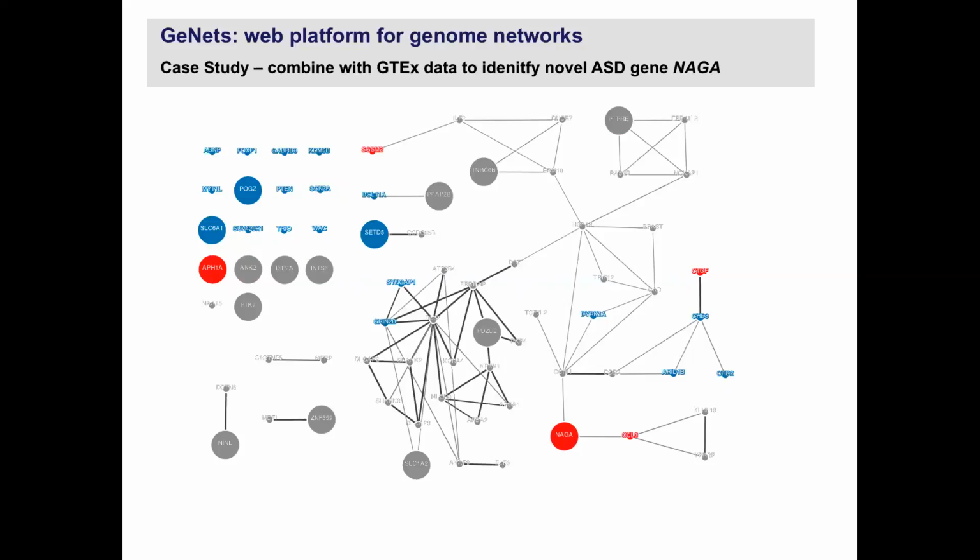In fact, we were very pleasantly surprised to find that NAGA provides instructions for making a lysosomal enzyme responsible for breaking down glycoproteins and glycolipids. And mutations in the NAGA gene have been implicated in Schindler's disease, which has overlapping symptoms with autism, such as impaired communication and socialization skills. So we're very excited to further pursue this particular candidate.